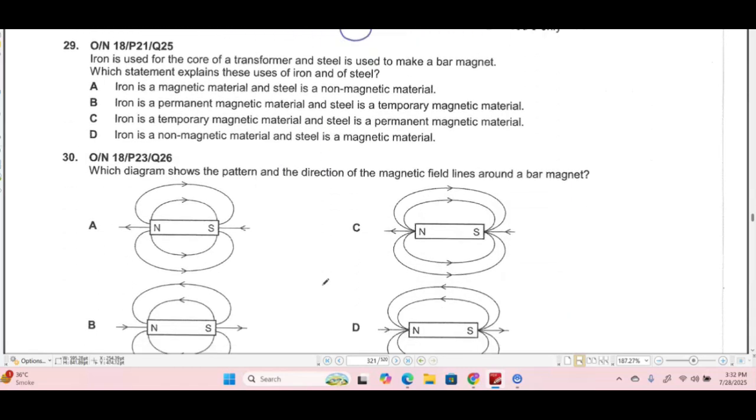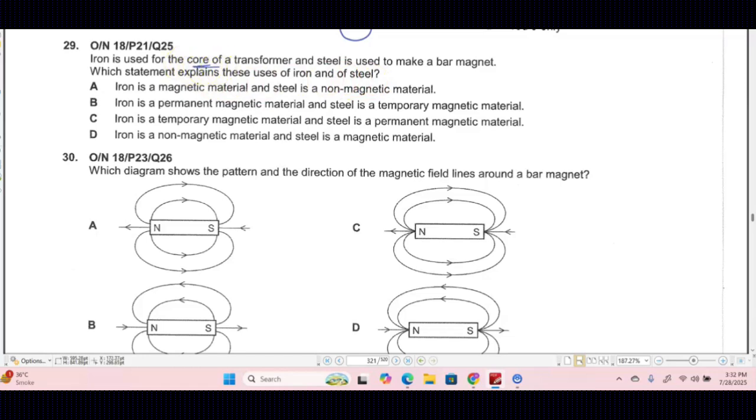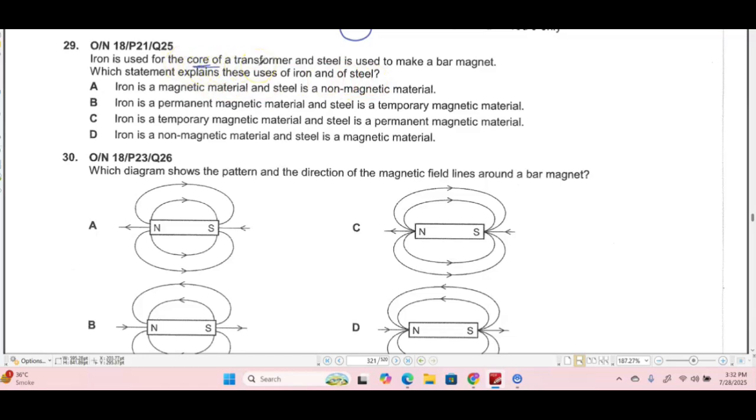Question number 29. Iron is used for the core of a transformer and steel is used to make a bar magnet. Which statement explains these uses of iron and steel? Iron is used in the core of a transformer because a permanent magnet is not required there. An electromagnet is required. So the core has to be made of iron, and steel is obviously a permanent magnetic material, so it is used for the bar magnet.